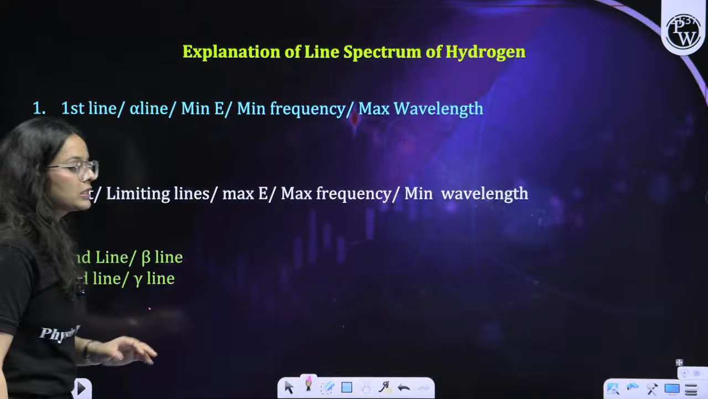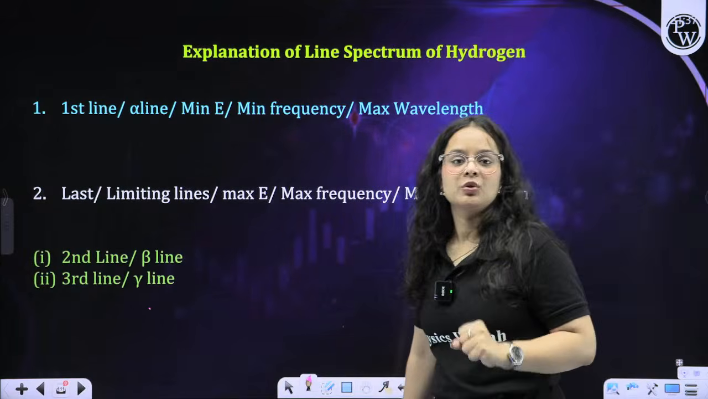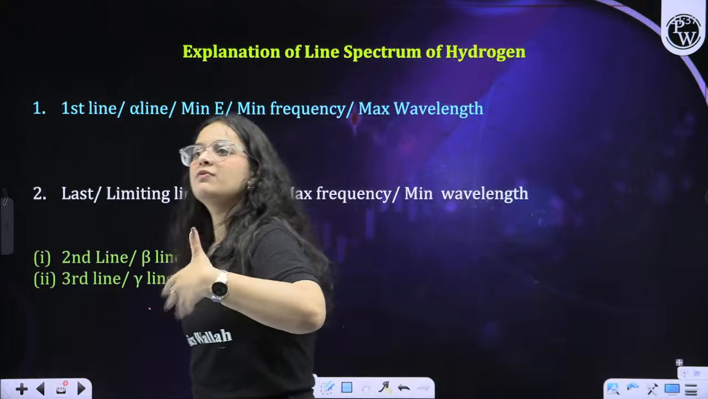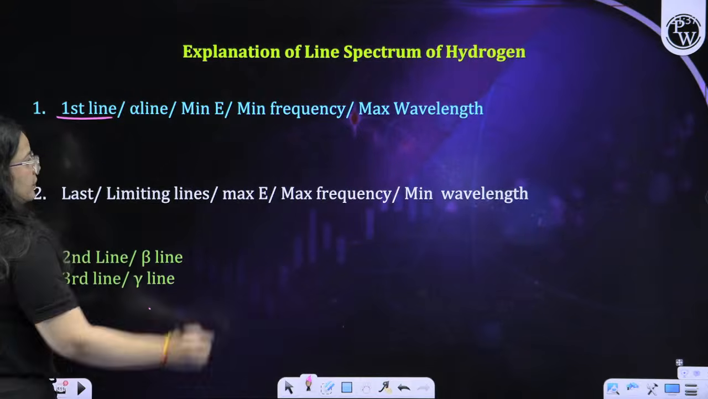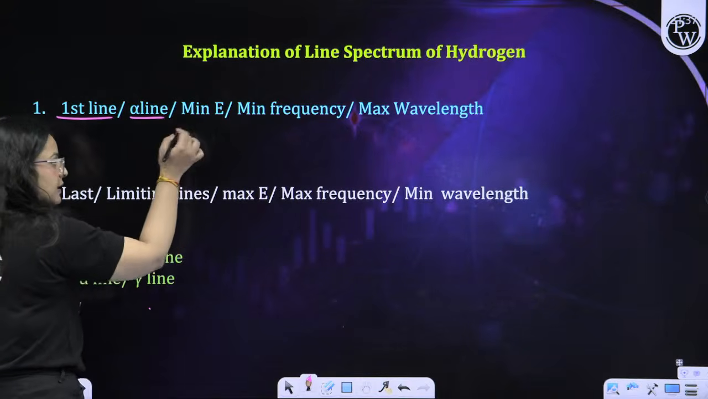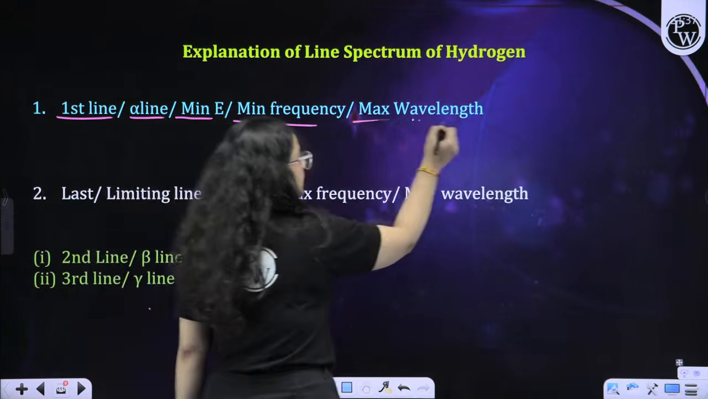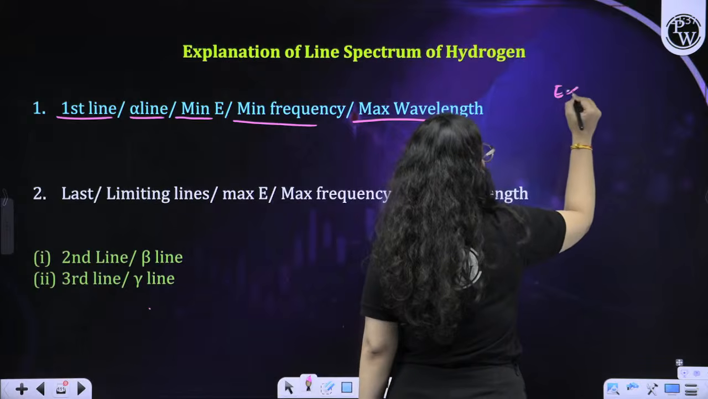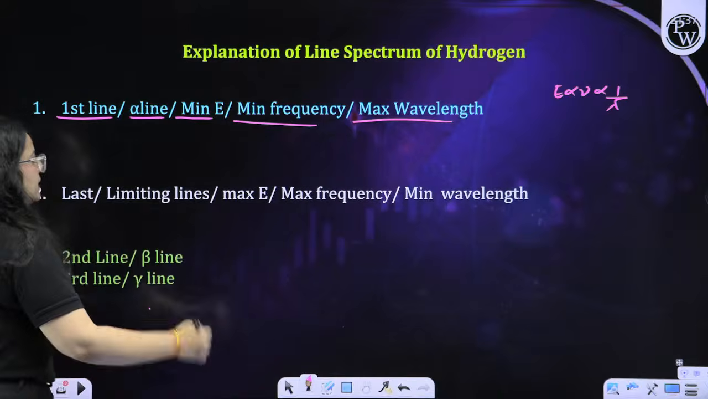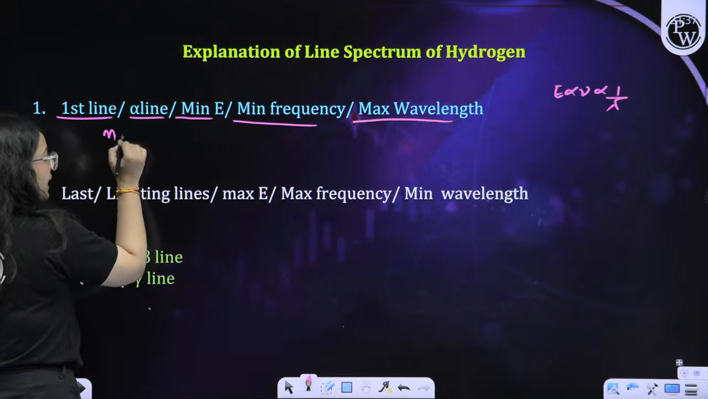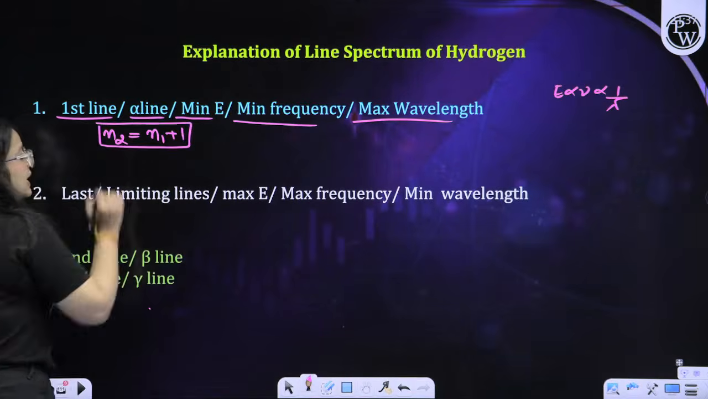Then moving on to some specific terms that we usually use in the question. What is the first line? What is minimum energy? What is maximum energy? What is minimum energy for the Lyman series? These are the different terms that we usually use. So what is the first line? The first line is also termed the alpha line. They can also ask about the minimum energy or minimum frequency, and we know that energy and frequency are directly related to each other, but wavelength is inversely related. So they can ask you about maximum wavelength as well. When the transition is N2 equals N1 plus 1, that is minimum energy.